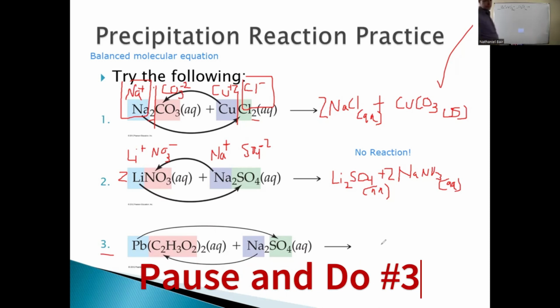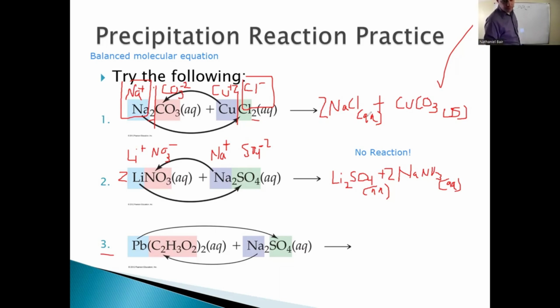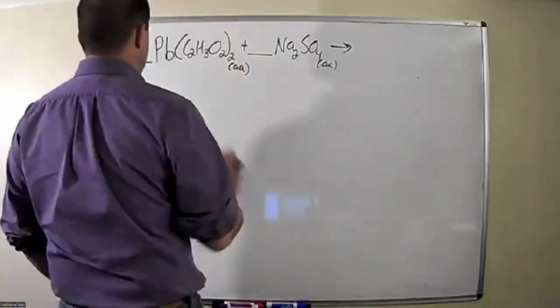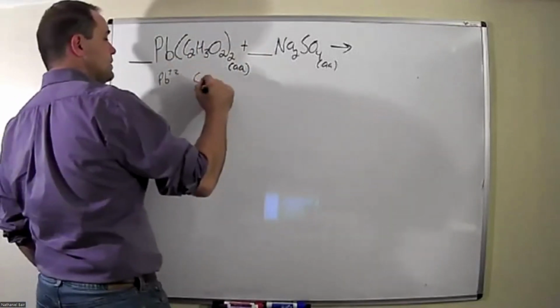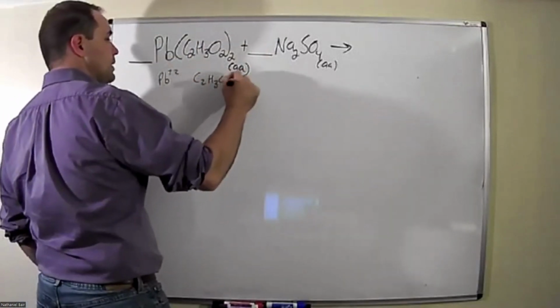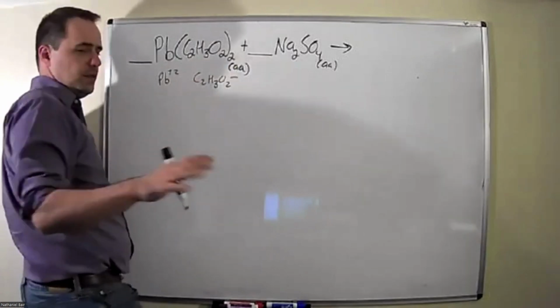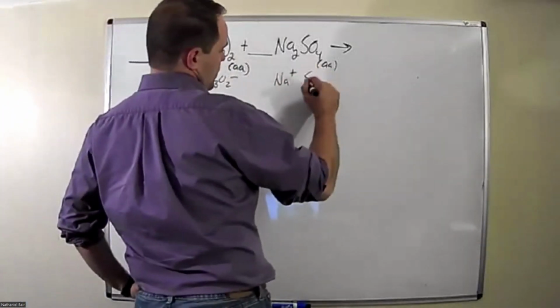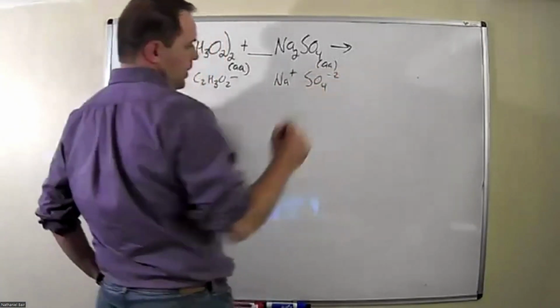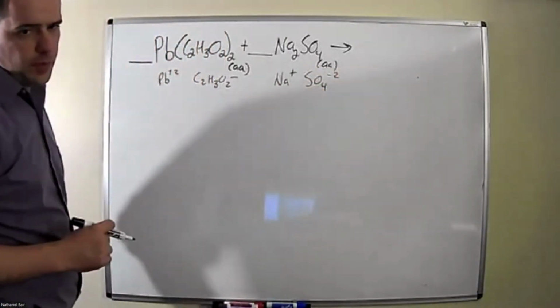All right, let's take a look. So that's lead +2. I'm going to write that down. And that's acetate, C2H3O2 minus. I don't care that there's 2 acetates. I'll worry about that later. That's sodium, Na+1. And that's sulfate, one of the polyatomic ions you're memorizing, SO4 -2.